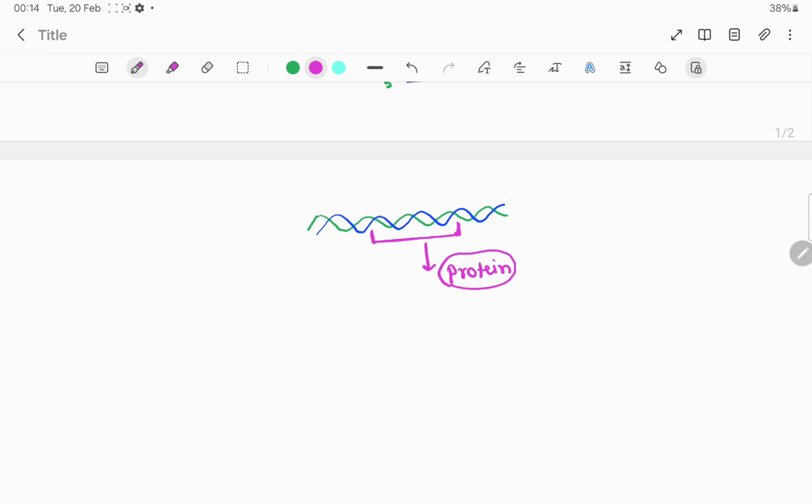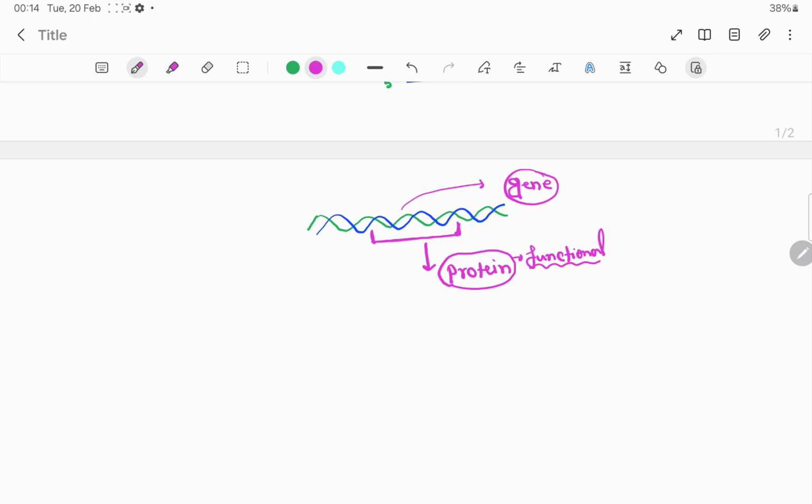I'm not talking about the entire DNA. In DNA there will be some portions, some parts of the DNA from where functional protein is produced or formed. So the part of DNA from where functional protein is produced, that part of DNA is called a gene.